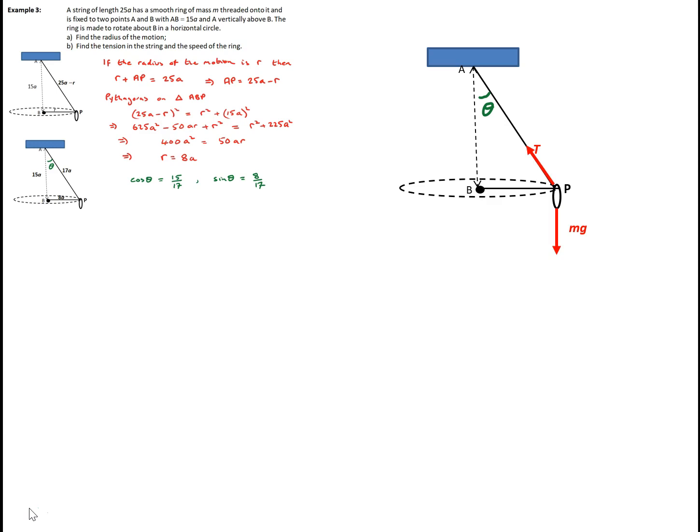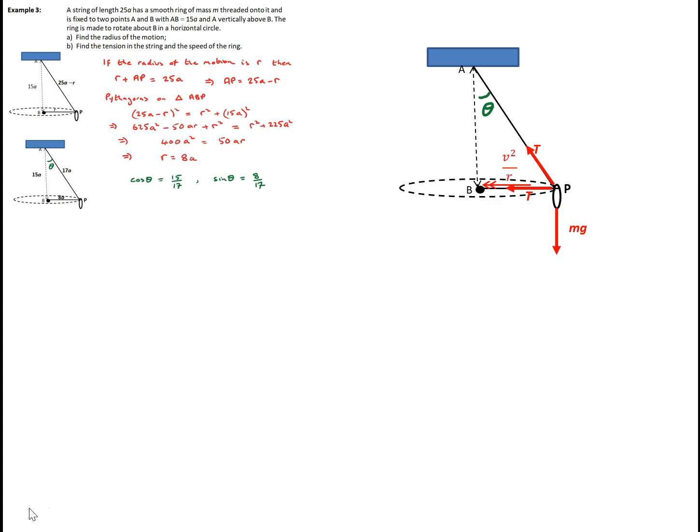Now in this case, because we have a single string APB, and the ring P is nice and smooth, the tension in the string is going to be the same in AP as it is in BP. So we've got the tension T acting in the string AP, and we've also got the tension T acting in the string element BP.